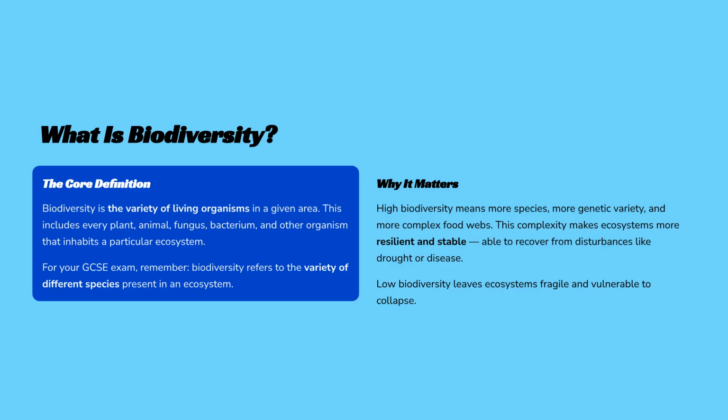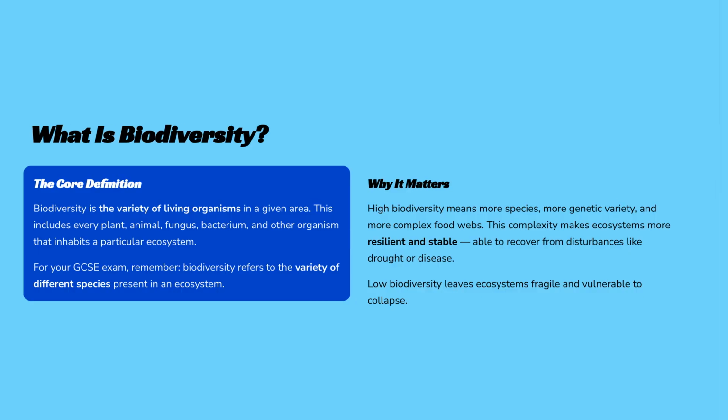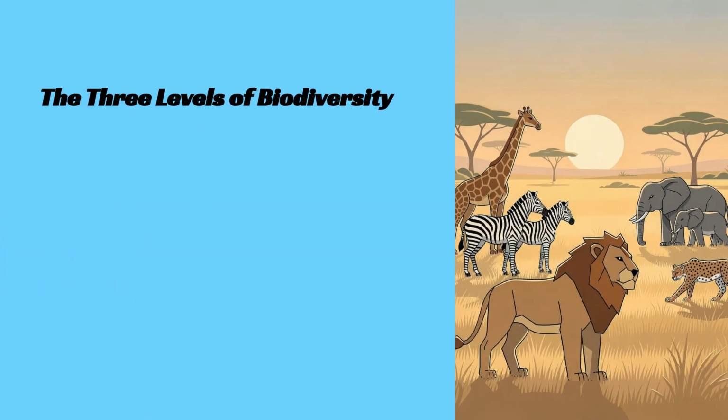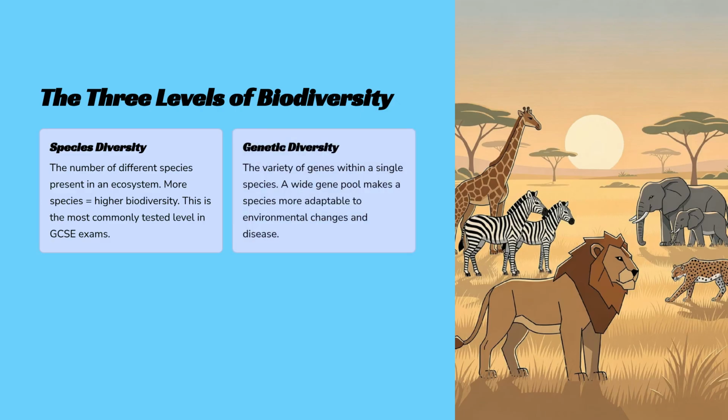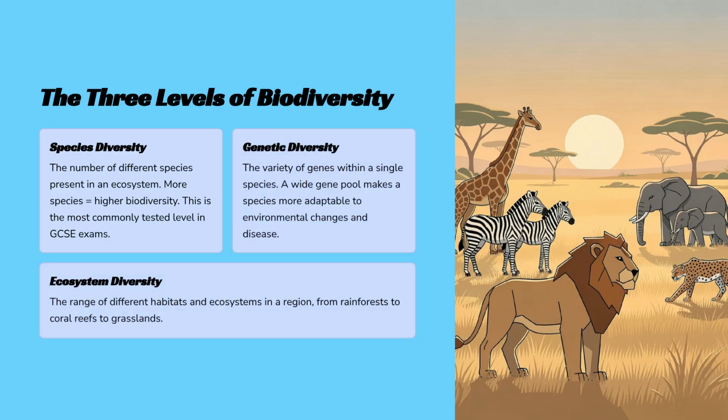High biodiversity creates resilient ecosystems that can recover from changes like disease or drought. There are three main levels of biodiversity: species diversity, which is commonly tested in exams; genetic diversity, which helps species adapt; and ecosystem diversity, covering various global habitats.